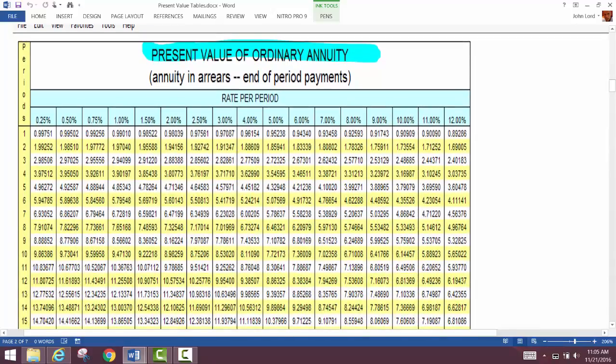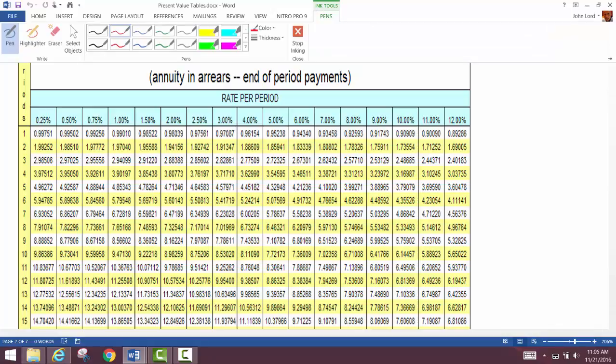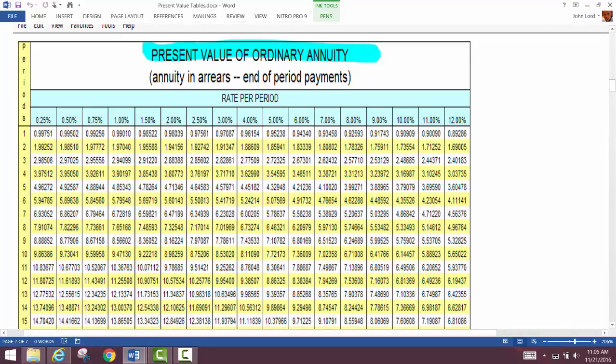But what's my interest rate? 12%. And how many periods was it? I guess I don't have the pen set up for this one. How many periods? 5. So it's what? 0.360478.